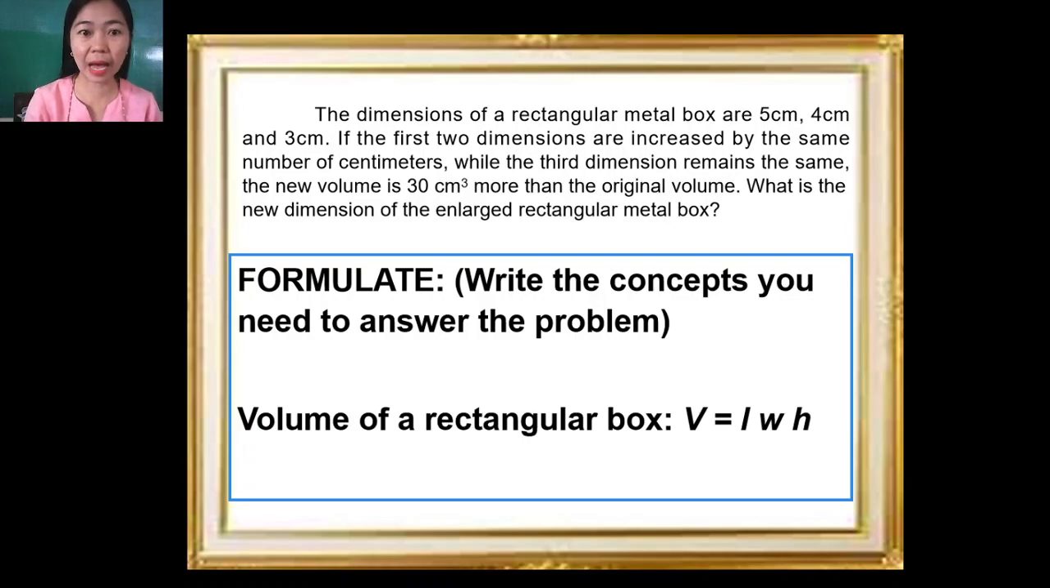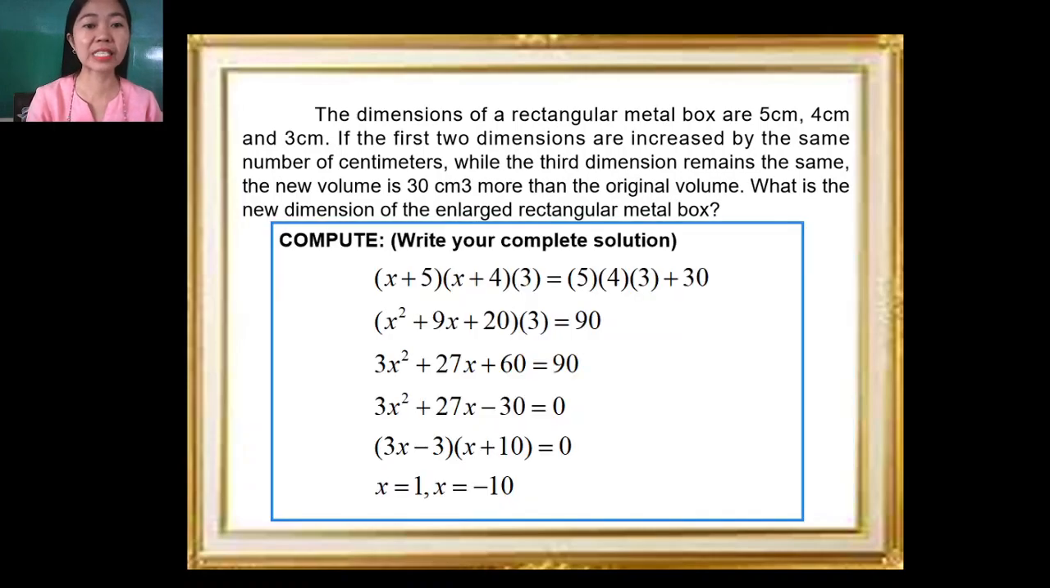Because in our problem, it is clear that the given data are the volume of the rectangular metal box and the dimensions of the rectangular metal box. So, we are going to apply volume is equal to length times width times height. So, this is the first step. While the second step is we are going to compute. Here, we are going to write our complete solution.